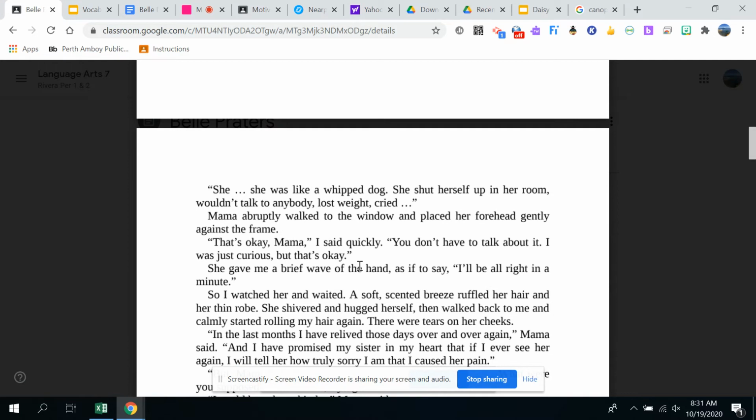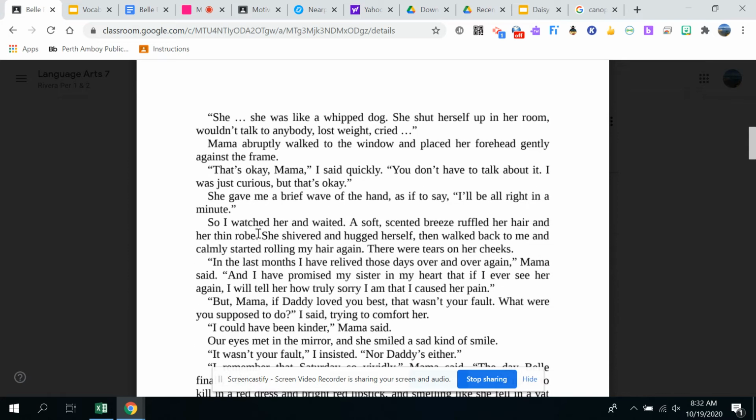She shut herself up in her room, wouldn't talk to anybody, lost weight, cried. Right, so obviously, as soon as this happened, where Amos disappeared and started dating Love instead of Belle, it just crushed her, right? So she's like a whipped dog. That's a simile there, comparing her to a whipped dog. She's hiding, she's losing weight, she's crying.